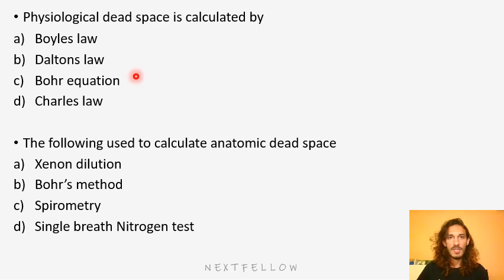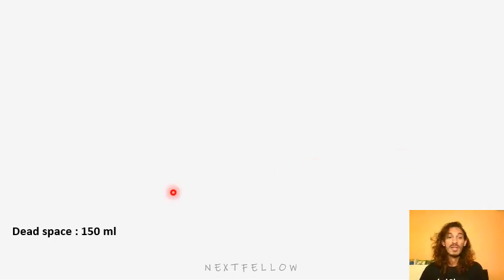So let's look at dead space first. Some questions about physiological dead space, anatomic dead space, and how it's calculated. Basically, this is the gist of whatever has been asked so far about dead space. One basic thing that you need to know: dead space comes to around 100 to 150 ml.